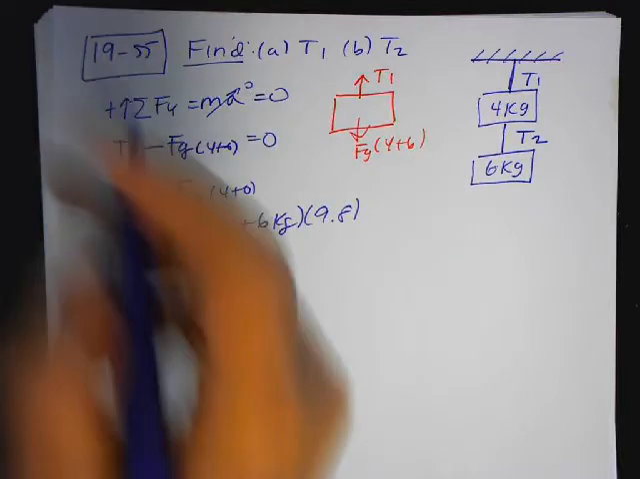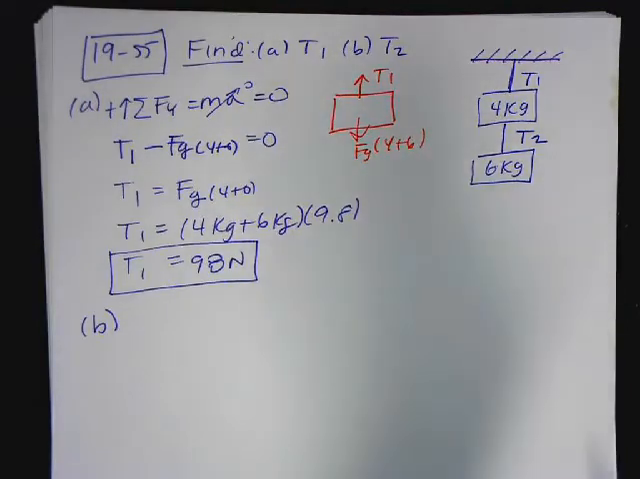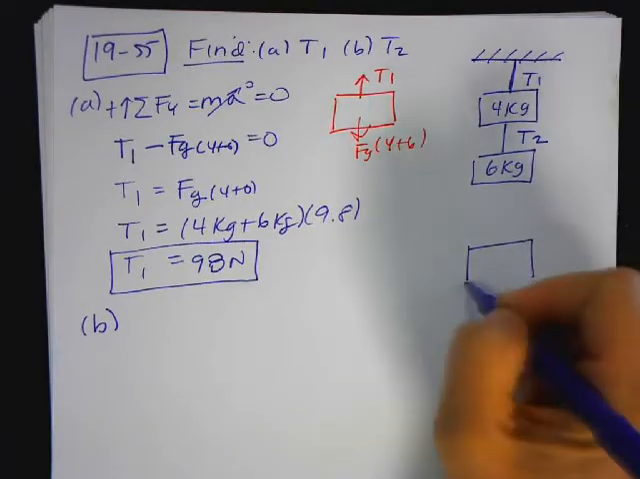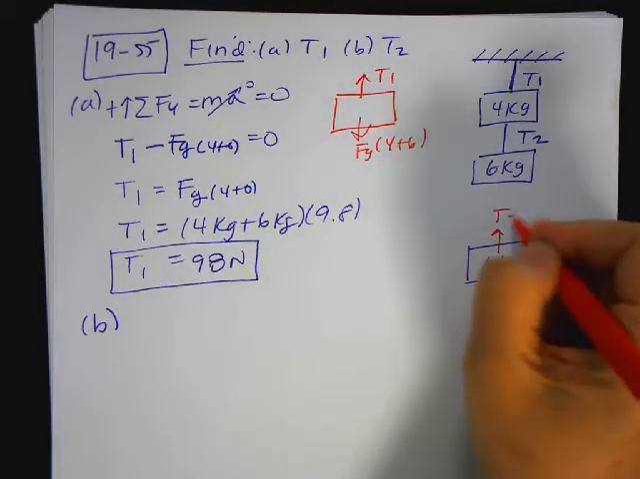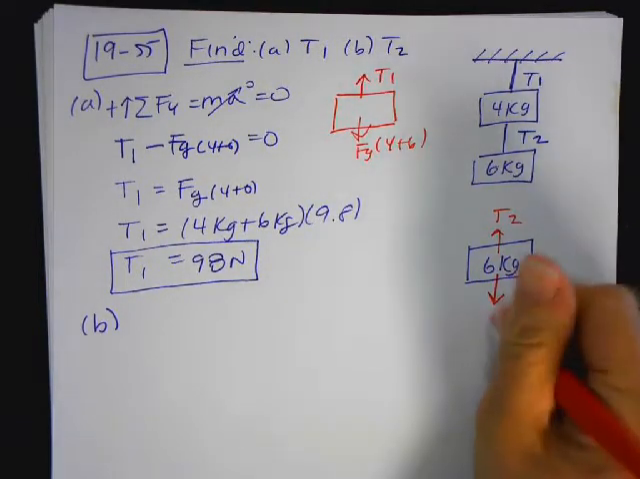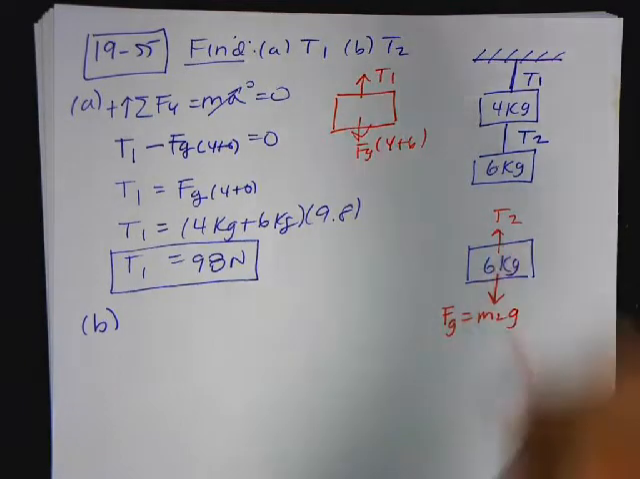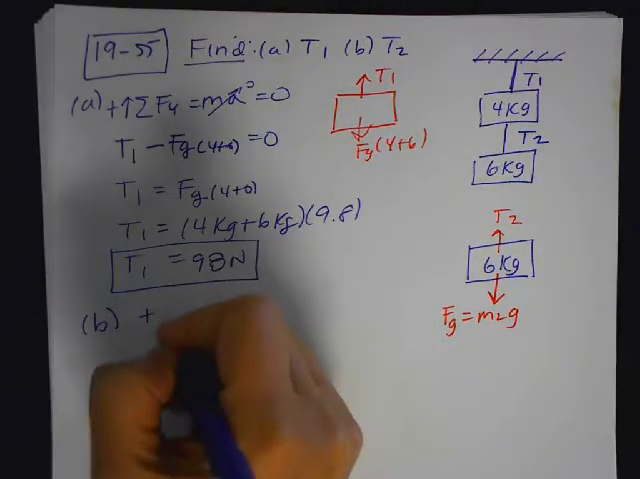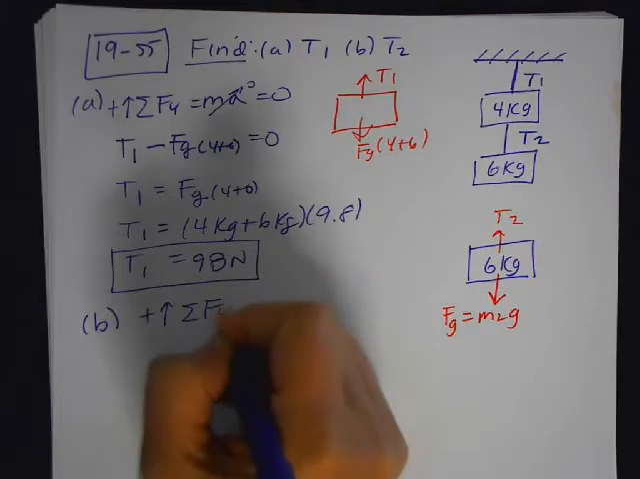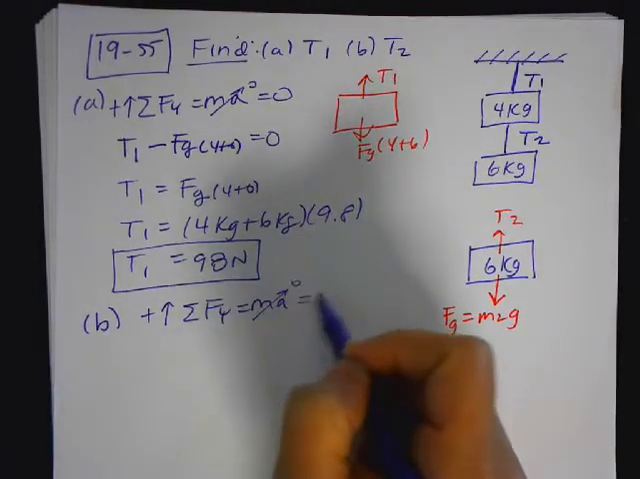For part B, so that was part A, now I'm going to look at the free body diagram of the 6 kilogram block. So the 6 kilogram block has this tension here, and then it has the weight of just that block, mass times gravity. So now again, I'm going to apply Newton's second law. Summation of F of y is ma. It's in static equilibrium, so that's equal to 0.